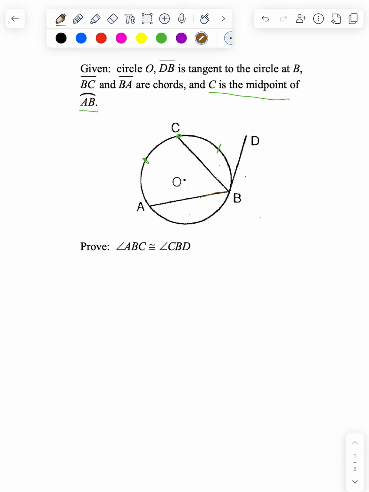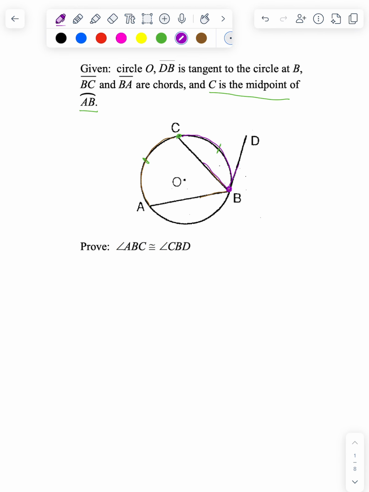Angle ABC is an inscribed angle, and inscribed angles are half of their intercepted arcs. And the intercepted arc for angle ABC is arc AC. Angle CBD is an angle on the circle whose vertex is on the circle, and those work the same way as inscribed angles, where they're half of their intercepted arcs, and the intercepted arc for the angle on the circle is arc CB.